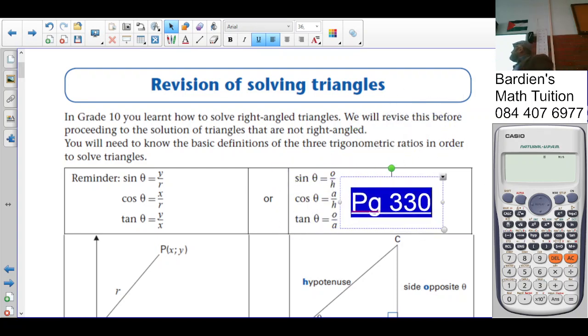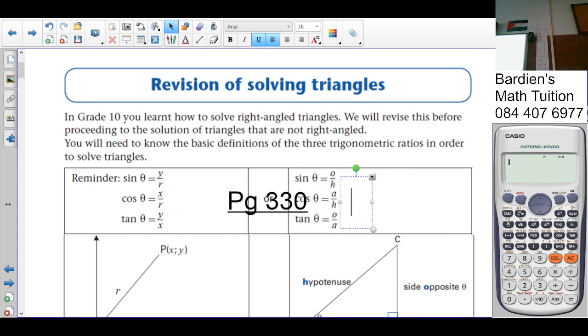We're told that in grade 10 you learned how to solve right angle triangles. We will revise this before proceeding to solution of triangles that are non-right angled. So at this point, all your trigonometry was done in right angle triangles only, not so. You will need to know the basic definition of the three trigonometric ratios in order to solve triangles. We know that sine, cos, tan is y over r, x over r, and y over x. Otherwise, we also remember it as SOHCAHTOA, not so.